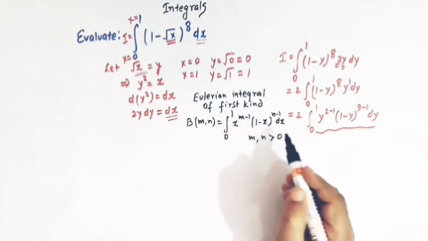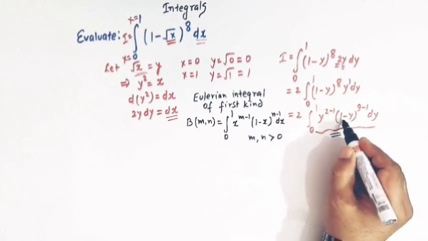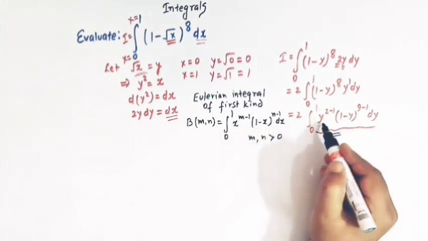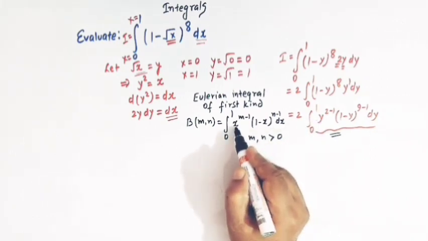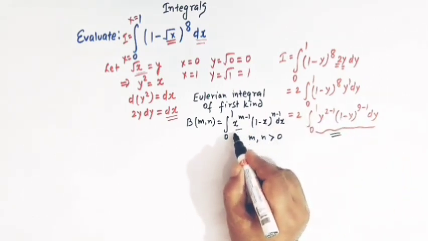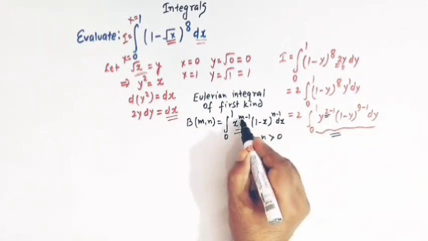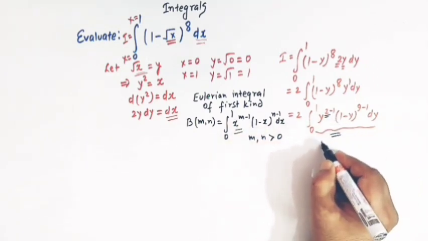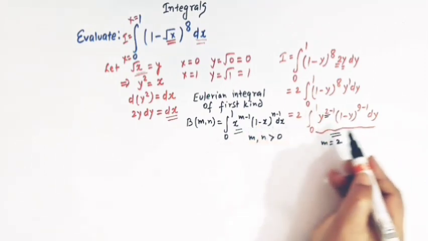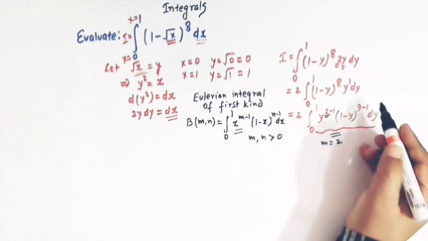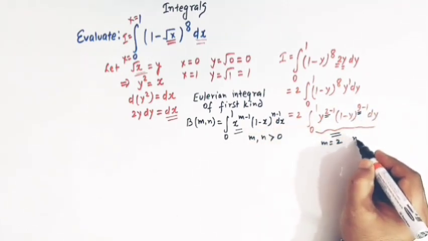And here we see that this integral is similar to this one, right? Except the variable. So here we have y and here we have x. And see, if we compare this integral with this one, then the value of m is 2, right? So this is m, and here we have 1 minus x, here we have 1 minus y, and the value of n is 9, right?